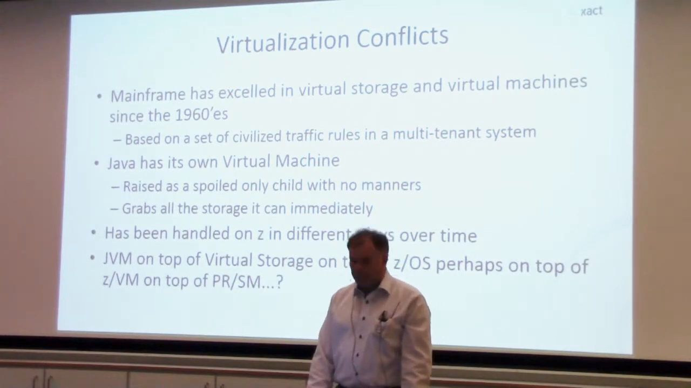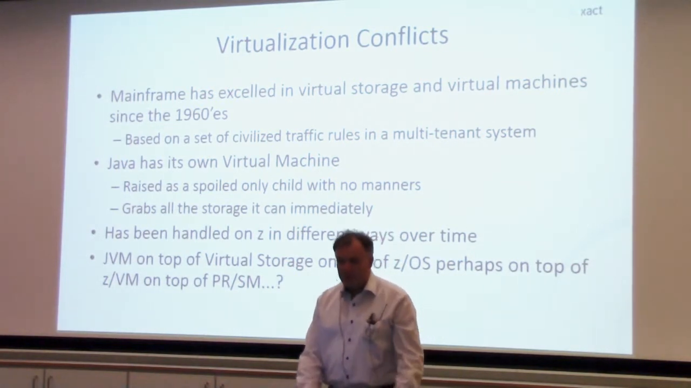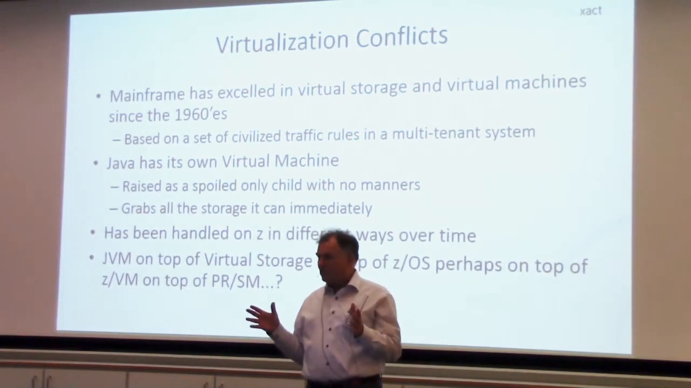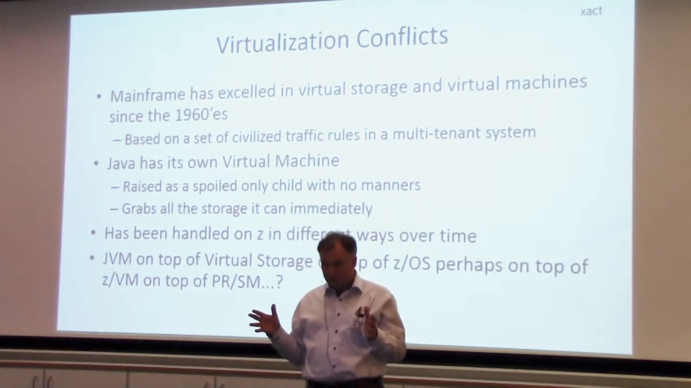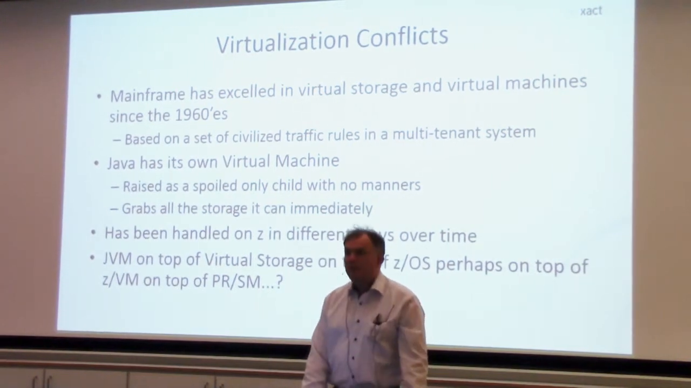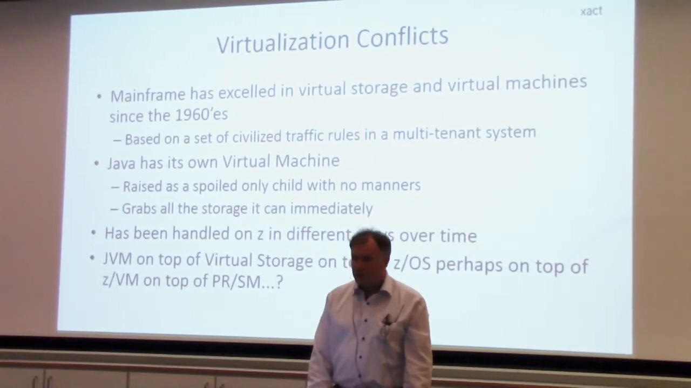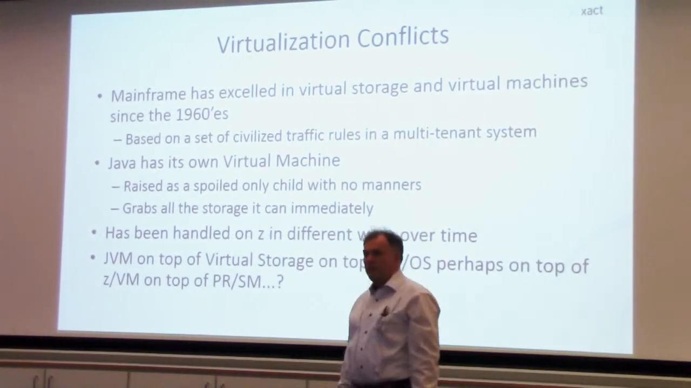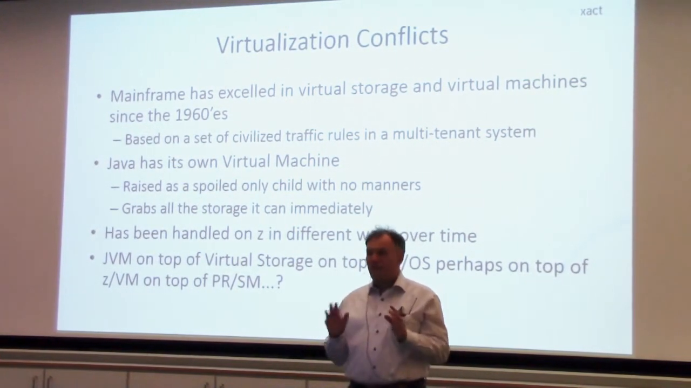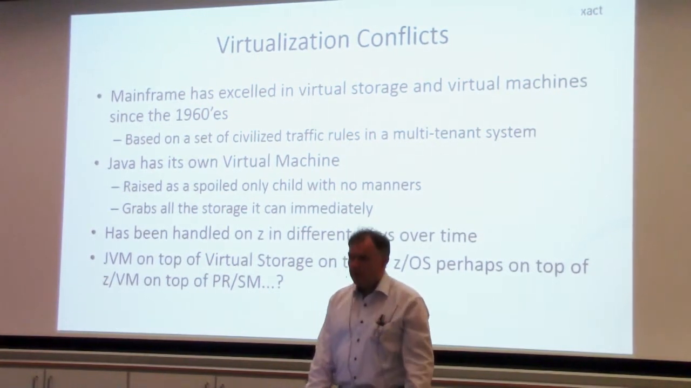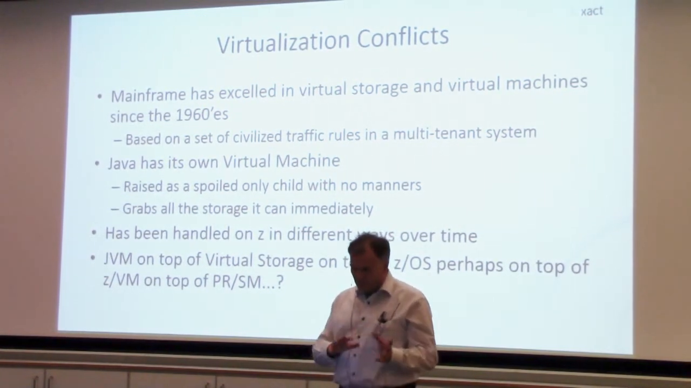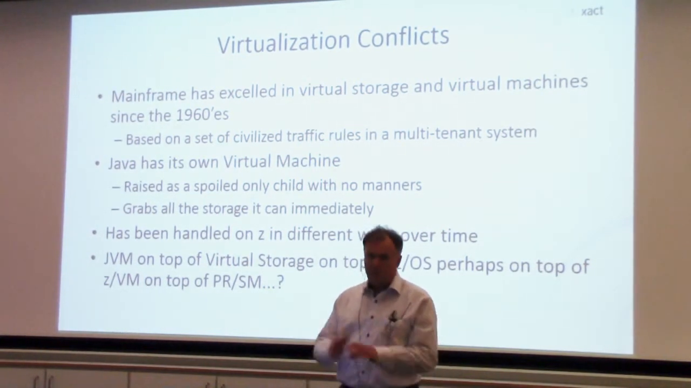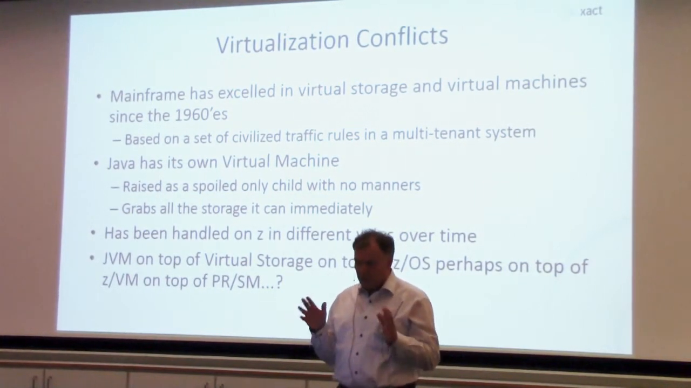The virtual machines on the mainframe have been brought up in a multi-tenant system, adhering to traffic rules. Java is a spoiled brat. Java has no manners. It grabs all the storage it can. It makes no assumption that there's anybody else living in this building. So that has been the main challenge of IBM, to try to educate this spoiled brat to behave so the rest of us can also be in the same building. It has been handled in different ways on z/OS, especially in CICS, where they've been doing a lot of experiments over time.